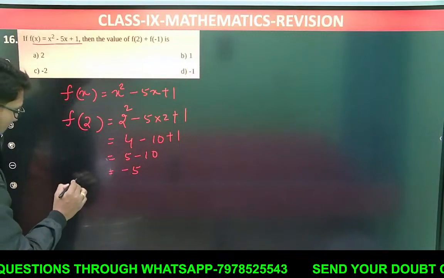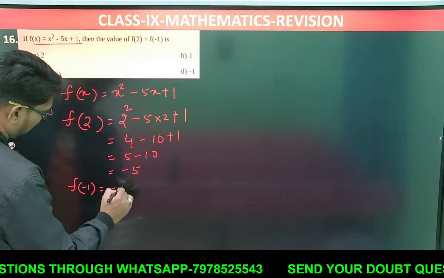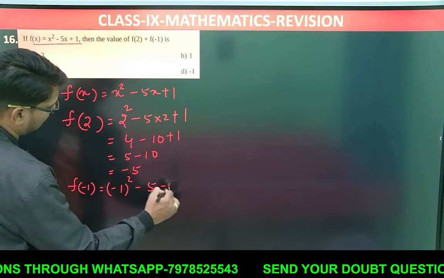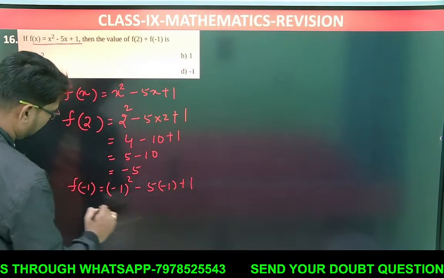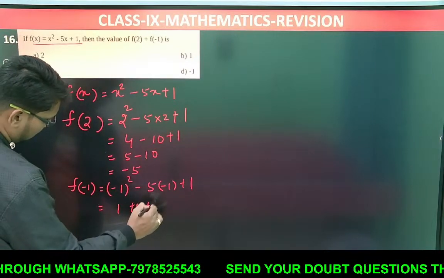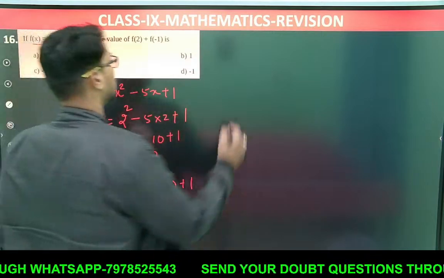Similarly, let us find out f of minus 1. f of minus 1 is minus 1 square minus 5 into minus 1 plus 1. Minus 1 square is 1, plus 5 plus 1. So 5 to 7. This is f of minus 1.